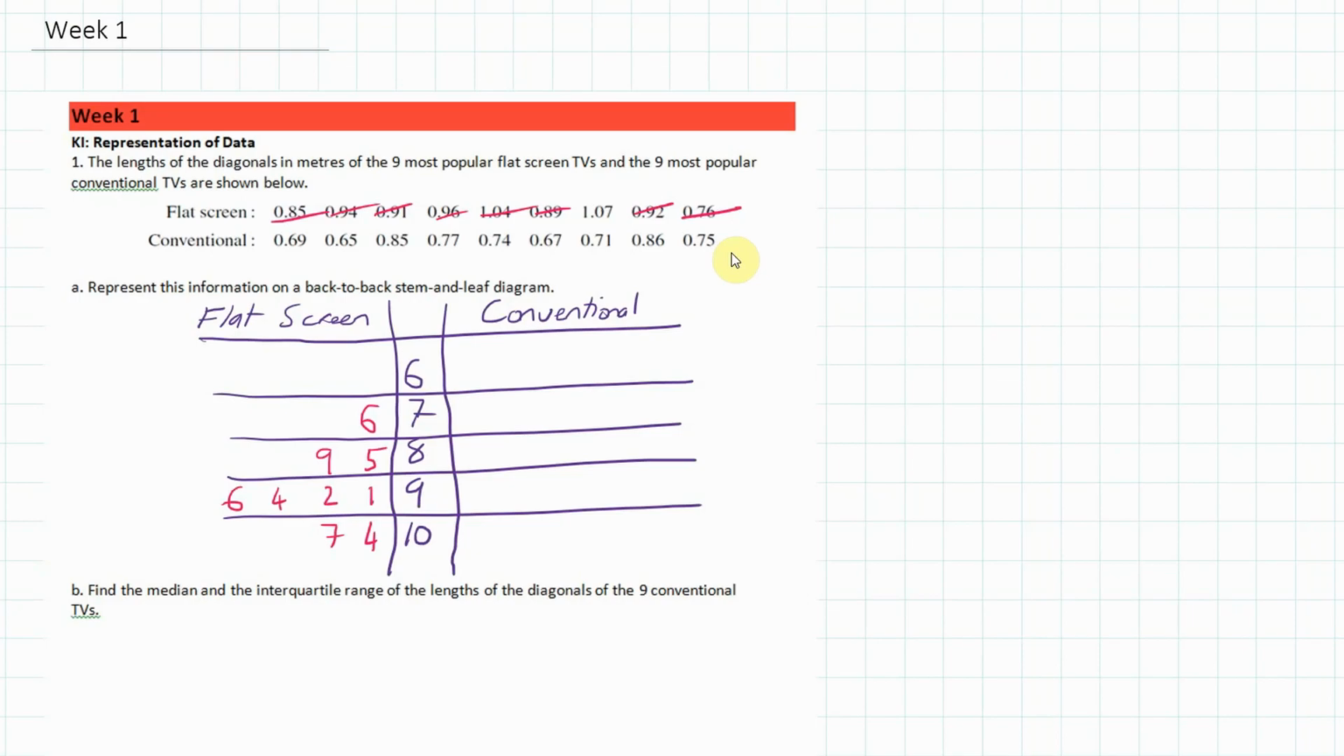We're going to do the conventionals. You can see in the 6s we've got 0.65, 0.67, 0.69, so 5, 7, 9. Oh, that's pretty badly done, isn't it? And then the next ones we've got 7s. We've got 1, 4, 5, 7. And then we've got an 8.5 and an 8.6, so a 5 and a 6 here. I think we are done. That's looking pretty good. They have to be in order.